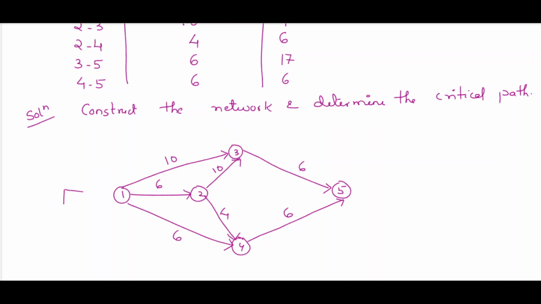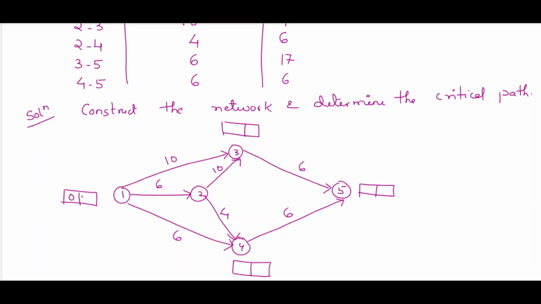Now we have to determine the critical path and critical duration. So the usual process that we have learned can be done by determining the earliest and latest start times as well as earliest and latest finish times at each and every node.